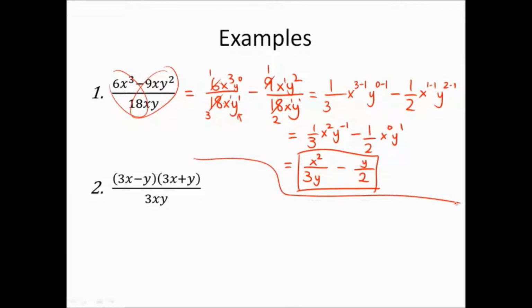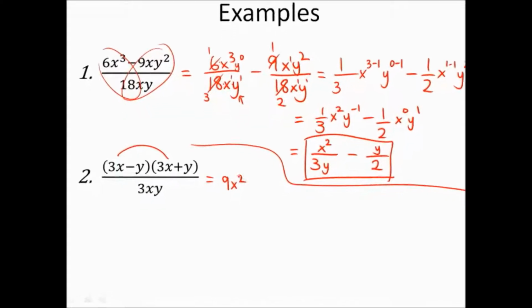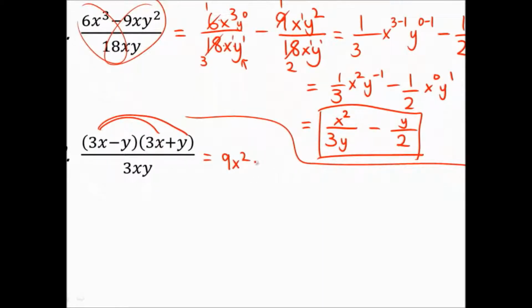In the next example, we need to first expand the numerator, collect any like terms, and then we can use this afterwards. So let's do that now. We've got 3x times 3x is 9x squared. 3x times y gives us positive 3xy. And then negative y times 3x gives us negative 3xy. And negative y times positive y is negative y squared. It's all over 3xy. But let's collect the like terms in the numerator first.